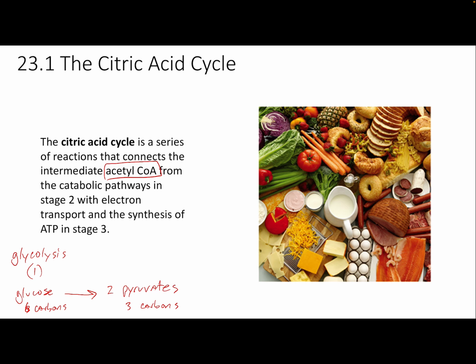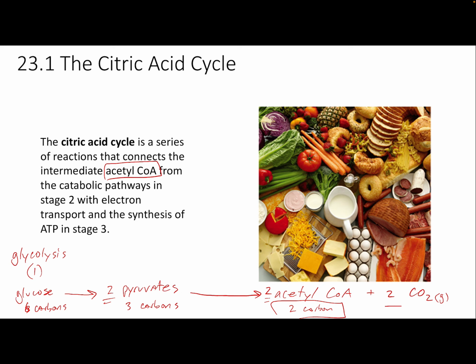Now, in stage 2, the pyruvates react with our coenzyme A to make acetyl-CoA, which is a 2-carbon group. And when there were 2 pyruvates, we're going to have 2 of these acetyl-CoAs, and we released in that step 2 carbon dioxides. So our 6 carbons have now turned into 4 carbons, right? Because there's 2 of these acetyl-CoAs, and those have 2 carbons. The other carbon from each of those pyruvates got breathed out.